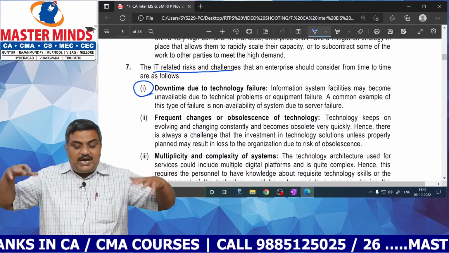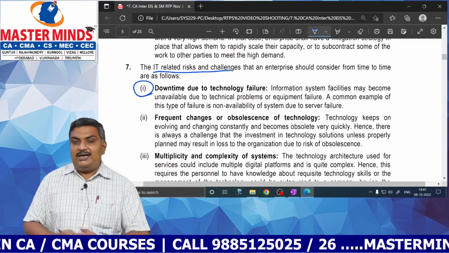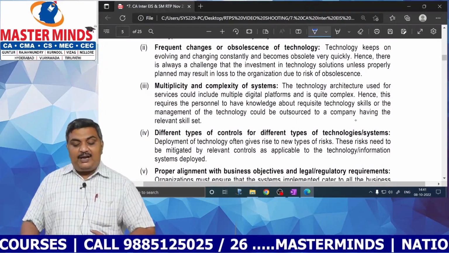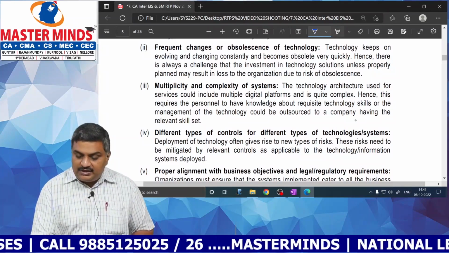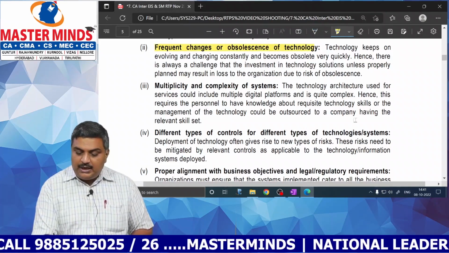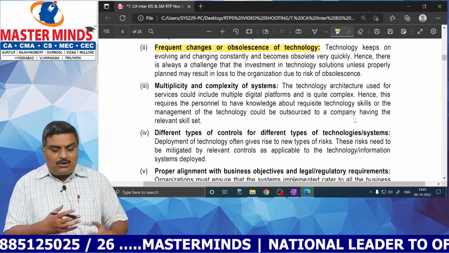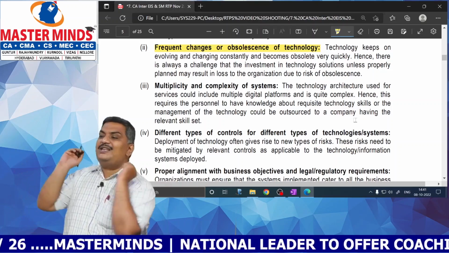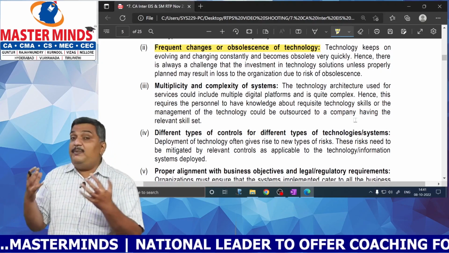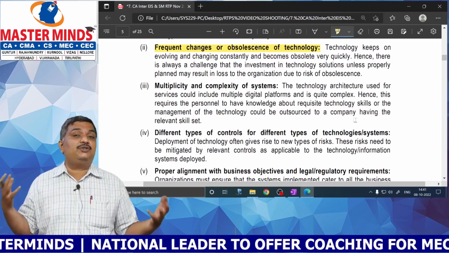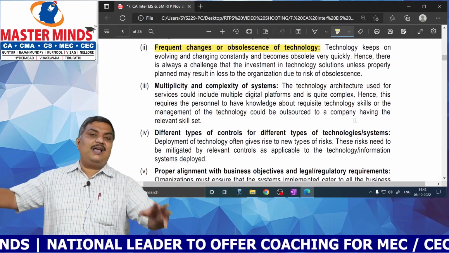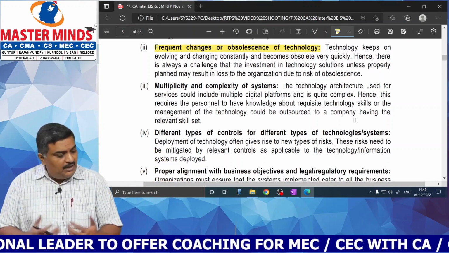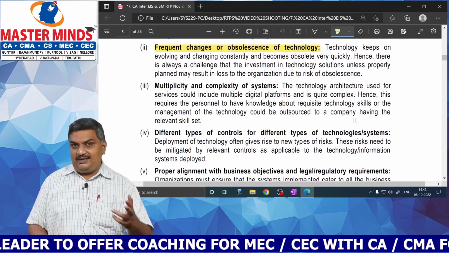So the downtime due to technology failure, that is one of the biggest risks, or even the biggest challenge. Frequent changes or obsolescence of technology. The technology keeps on changing. New updates, upgrades come constantly. And the best technology of today will become obsolete tomorrow. And it will be a very costly affair for the organization to invest a lot of money all the time in acquiring the new technology. It's a lot of investment. So that is another biggest challenge.